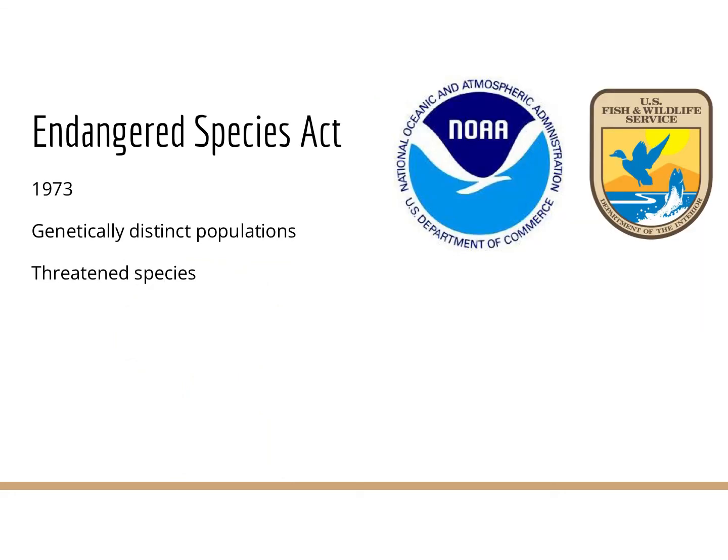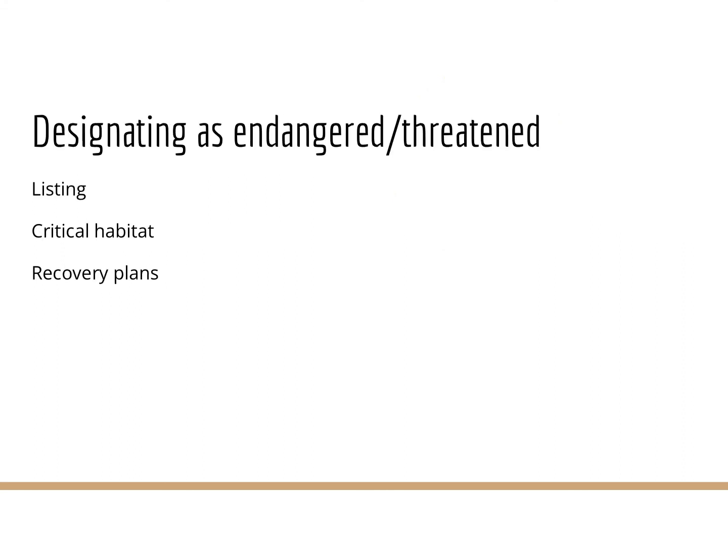Another act that you really need to know is the Endangered Species Act of 1973. And this was key legislation for both domestic and international conservation. So this was a U.S. act, but it works for both domestic and international conservation. So the act aims to provide a framework to conserve and protect endangered and threatened species and their habitats.